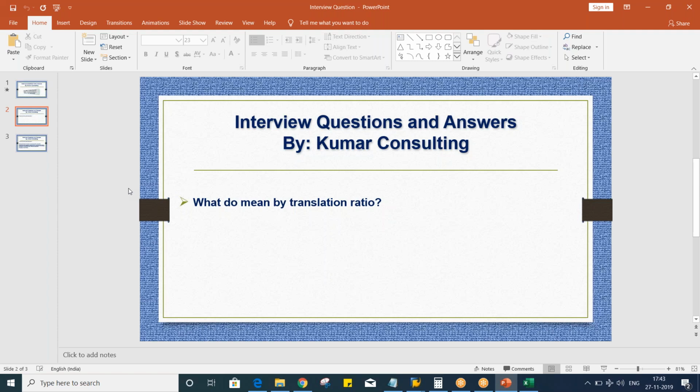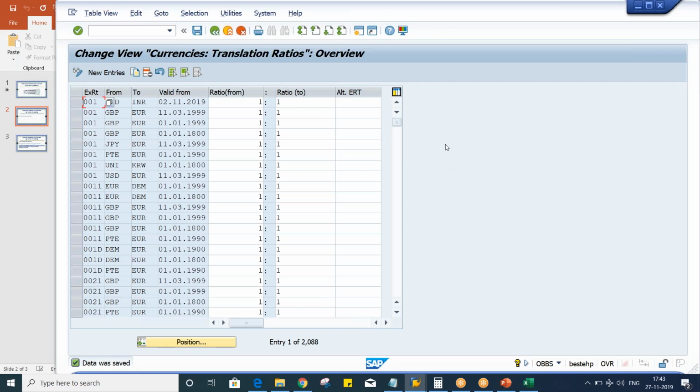Now here, for this, I hope you will be able to remember the foreign currency setting, guys, where I have covered. I'll just show you. I've already opened SAP here. Whenever we go for foreign currency setting, I might have explained to you that before specifying the currency rates, we are going to specify the currency translation ratio.